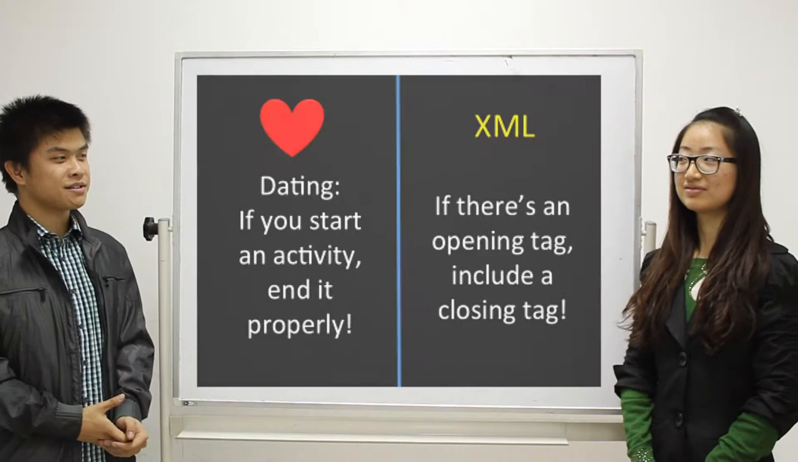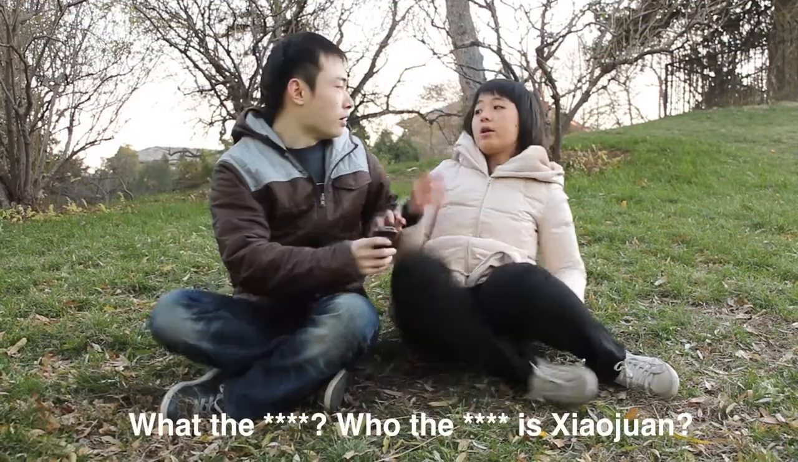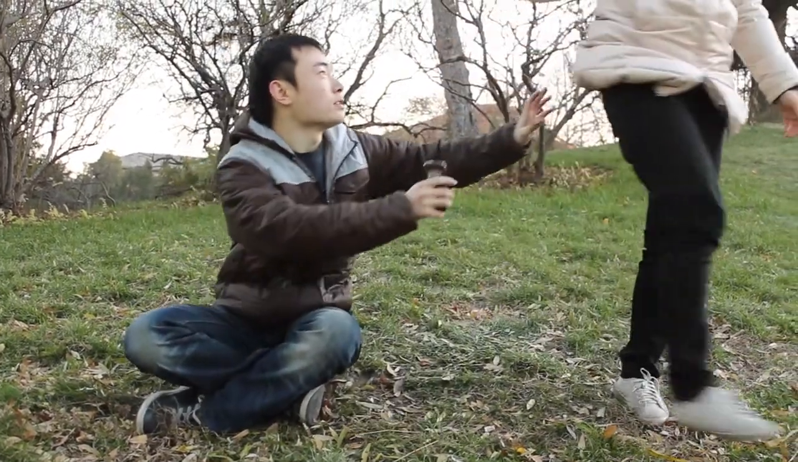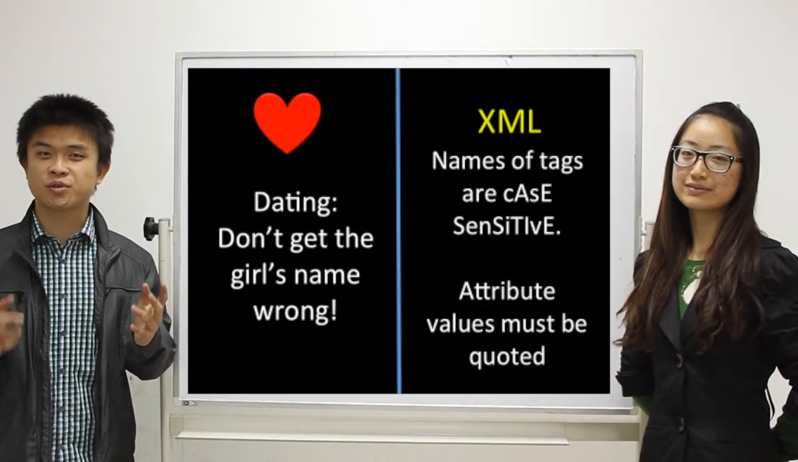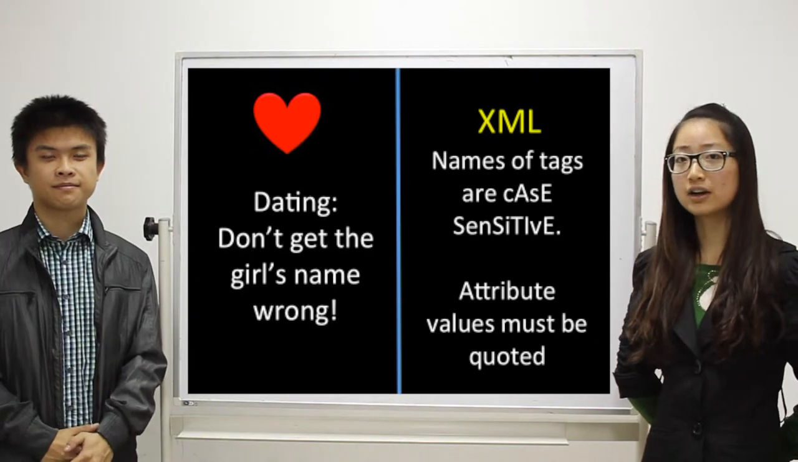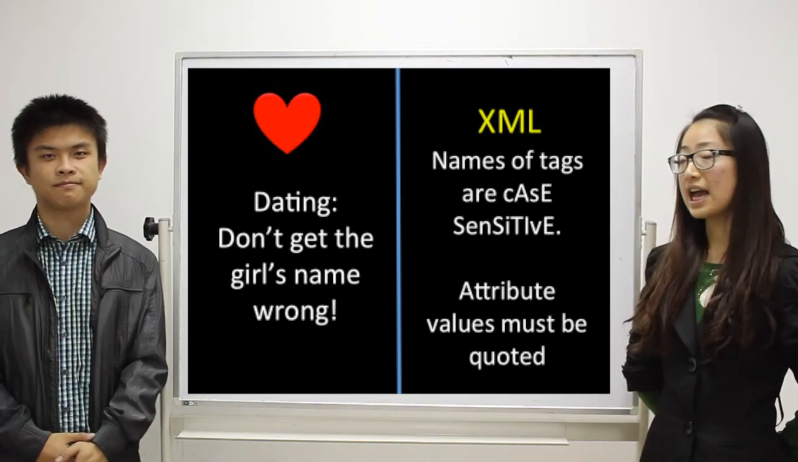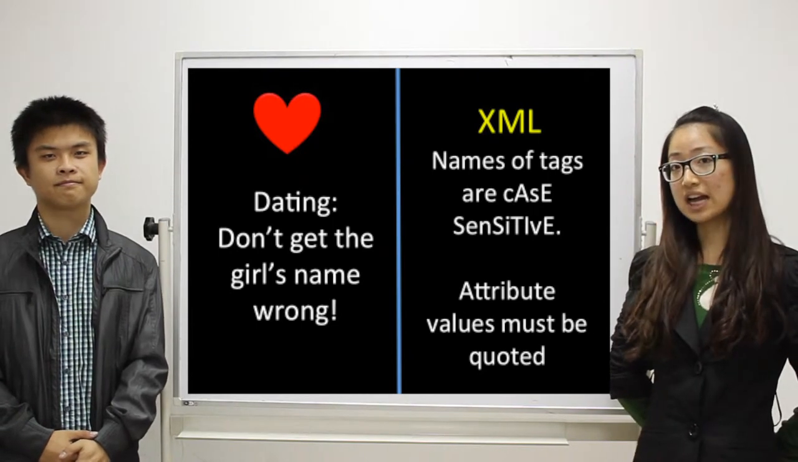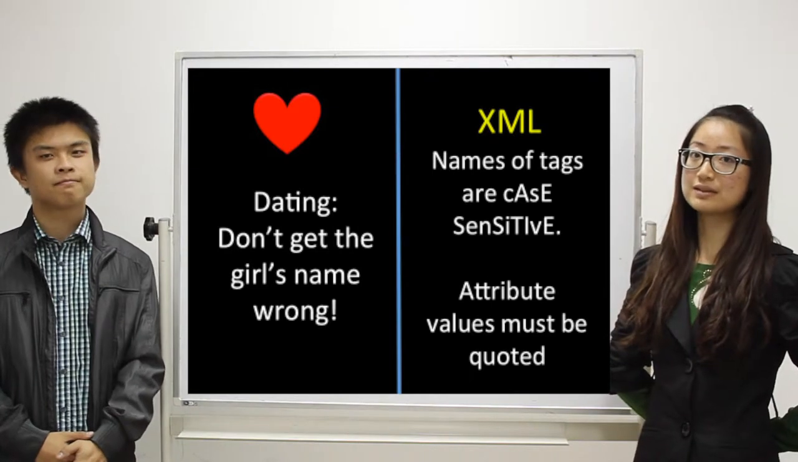Okay, now let's see the next thing you have to watch out for. Hey, Xiaojuan. What do you call me? What the hell? Who the hell is Xiaojuan? Sorry. Never, ever, ever get the girl's name wrong during the date. Yes, correct naming is very important, especially in XML syntax. In XML, names of tags are case sensitive, and attribute values must be quoted.